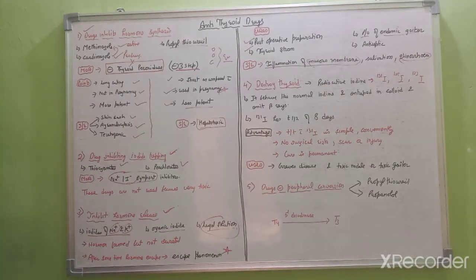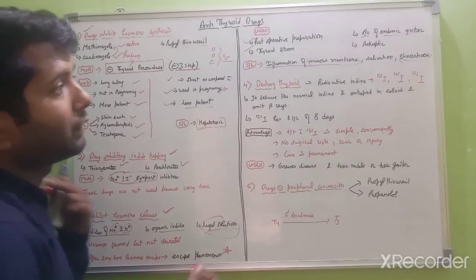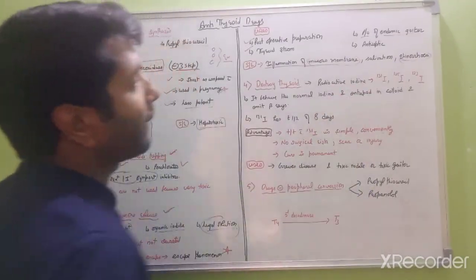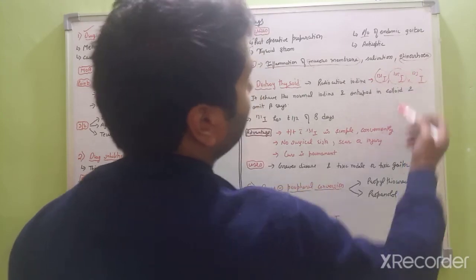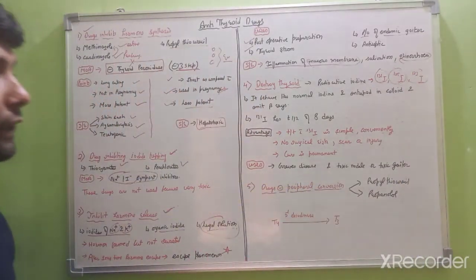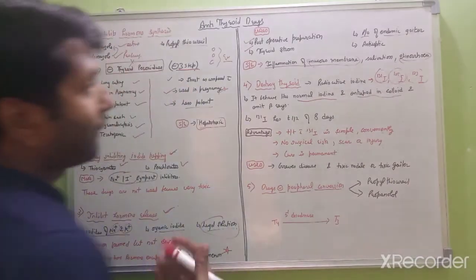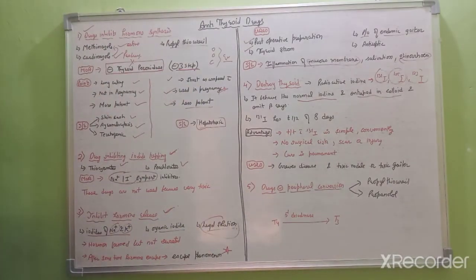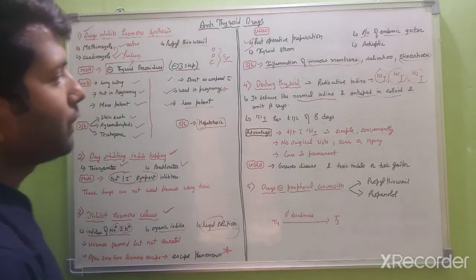The fourth one is the agents that destroy the thyroid gland. In this we use radioactive iodine, that is iodine 131, iodine 125, iodine 123. The mechanism of action of these drugs is that they behave like normal iodine and get trapped in the colloid. After entrapment in the colloid, they emit beta rays, which destroy the thyroid gland.